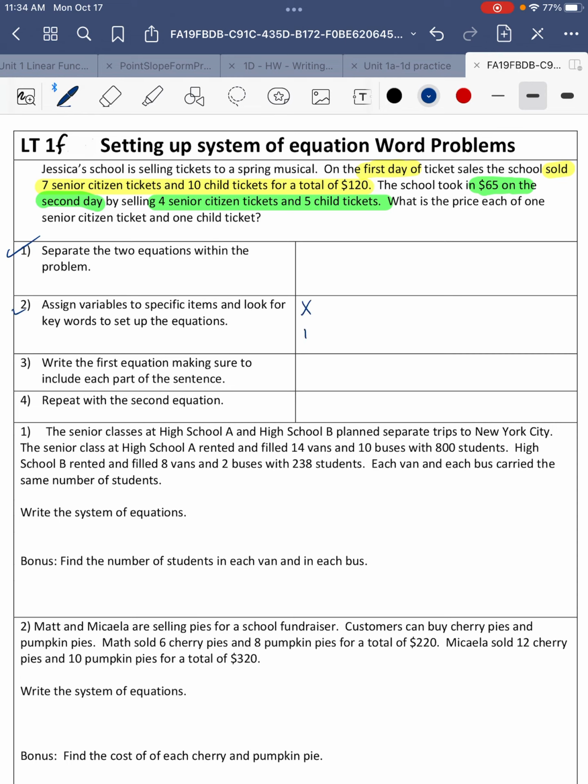So I'm going to have x and y. The x and y always come from the price, so it's from the question, what we're trying to solve. We're trying to figure out the price of the senior citizen ticket and child ticket. So x equals the cost of, I'm going to make this the senior citizen ticket, and y is going to be the cost of a child ticket.